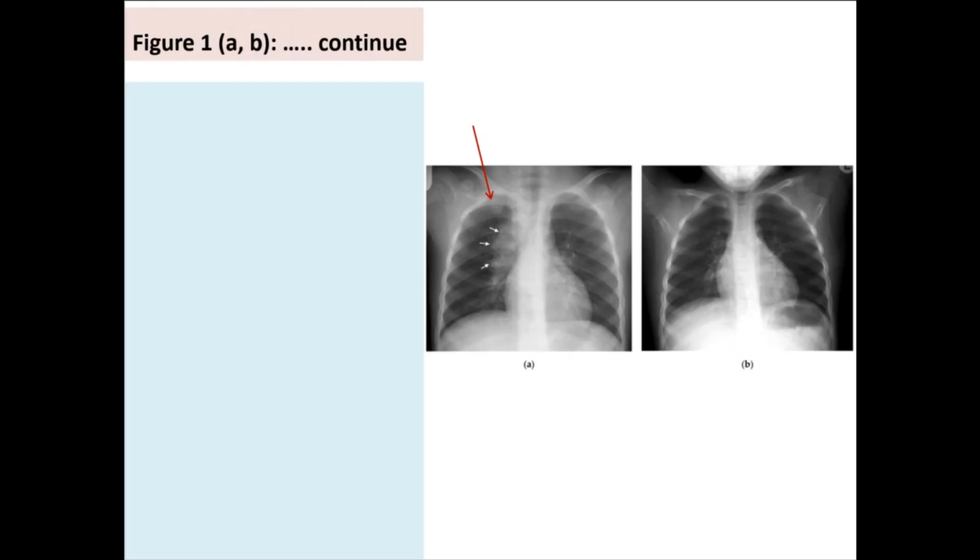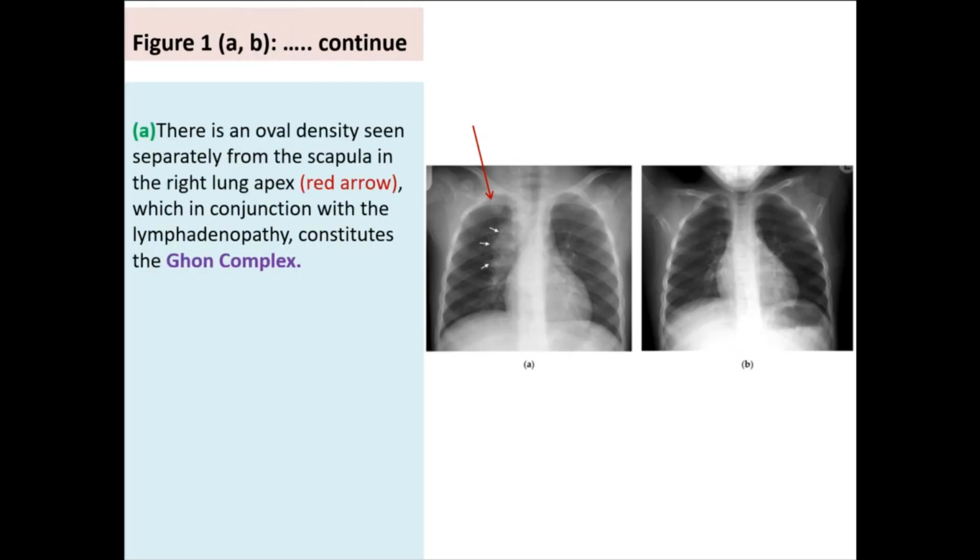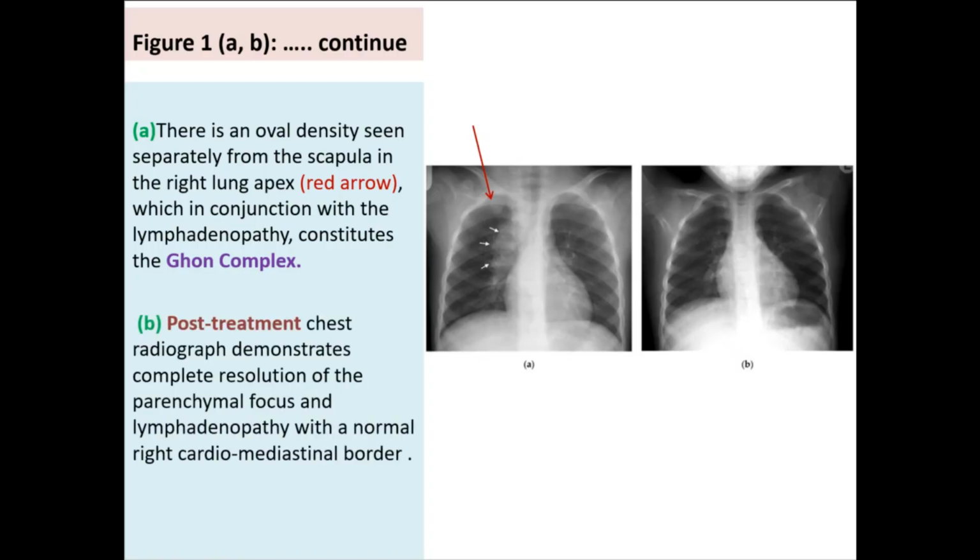Figure 1a, b, continued. There is an oval density seen separate from the scapula in the right lung apex, red arrow, which in conjunction with the lymphadenopathy constitutes the Ghon complex. B, post-treatment chest radiograph demonstrates complete resolution of the parenchymal focus and lymphadenopathy with a normal right cardiomediastinal border.